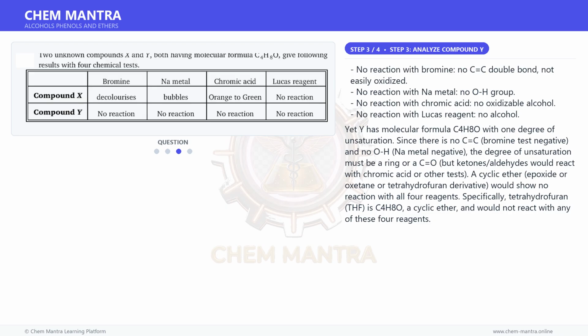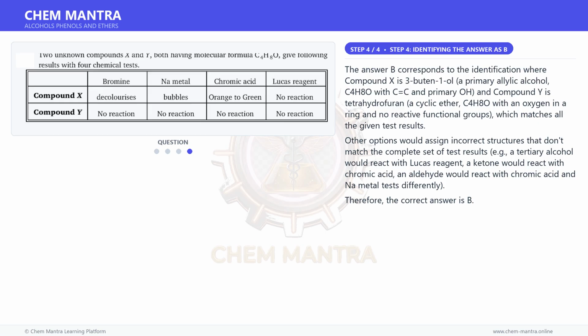Since there is no C=C, bromine test negative, and no OH, Na metal negative, the degree of unsaturation must be a ring or a C=O, but ketones and aldehydes would react with chromic acid or other tests. A cyclic ether, epoxide, oxetane or tetrahydrofuran derivative would show no reaction with all 4 reagents. Specifically, tetrahydrofuran, THF, is C4H8O, a cyclic ether, and would not react with any of these 4 reagents.